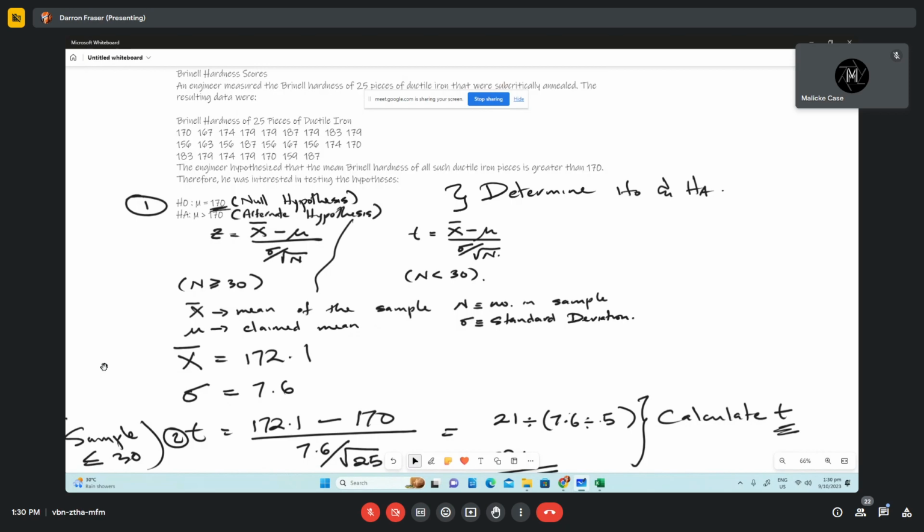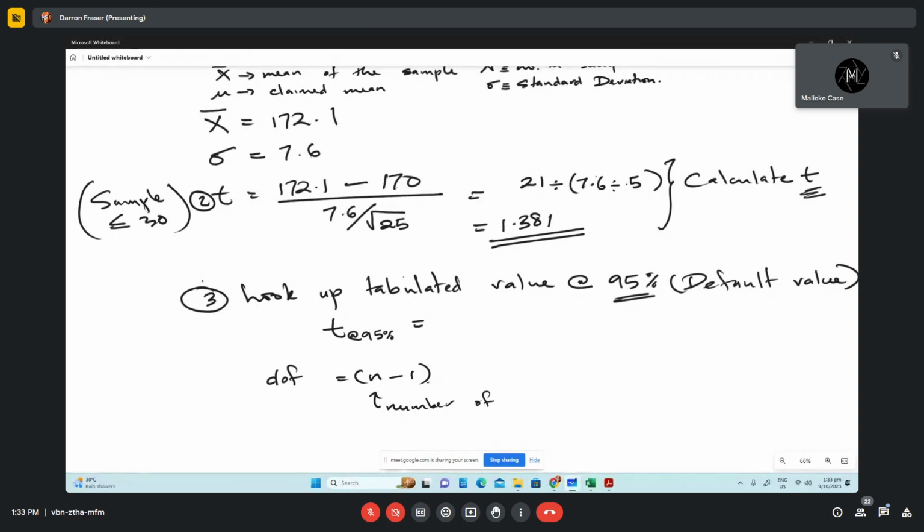All right. So our T table, what we said that we would do is that our tabulated value of T at 95%. When we look at the T table, what we have to do is work out degrees of freedom. And we said last week that the degrees of freedom for this particular thing is equal to n minus 1, where n is the number of data points. 25 in this case.